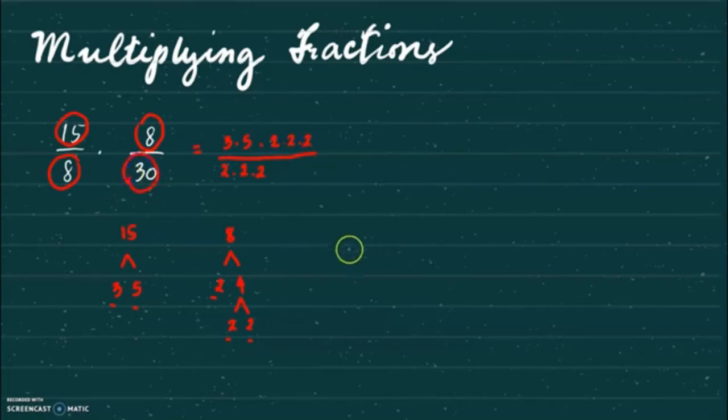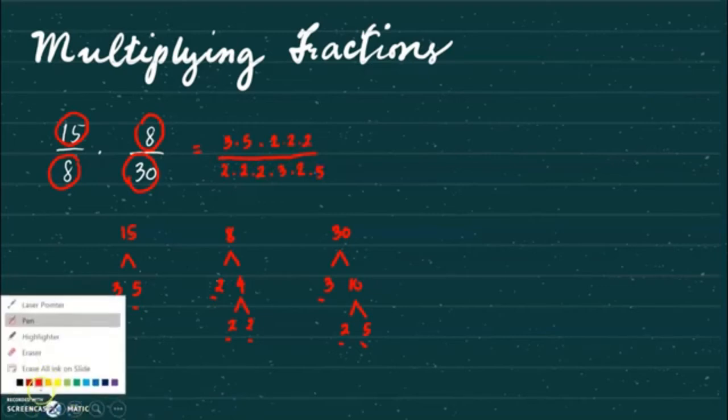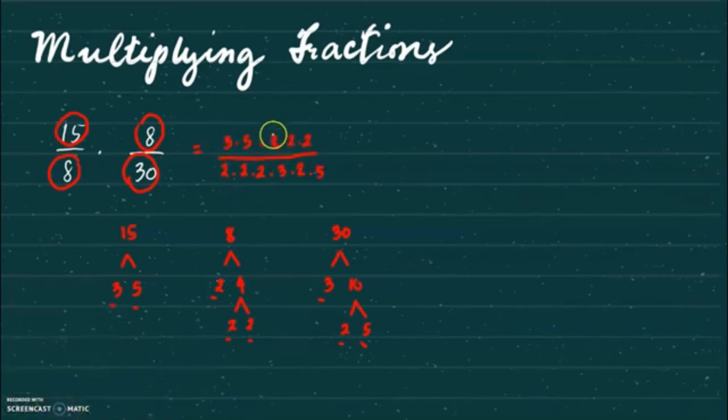And for 30, now 30 can be 3 times 10. Now 3 is prime, but 10 is composite. So factor out 10, you have 2 times 5. Now 2 is prime, and 5 is also prime. So the prime factors of 30 are 3 times 2 times 5. Now let's divide out common factors. So we have one pair of 2, another pair of 2, another pair of 2, one pair of 3, and one pair of 5.